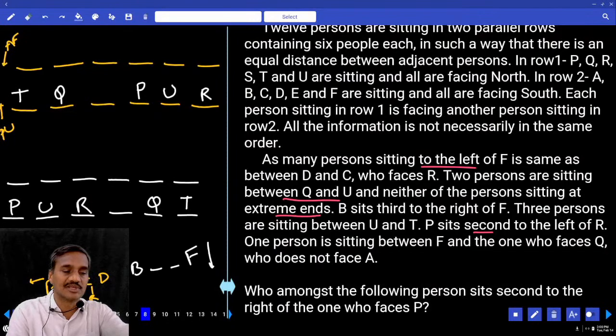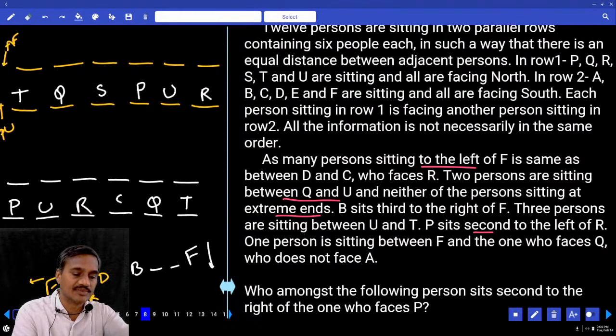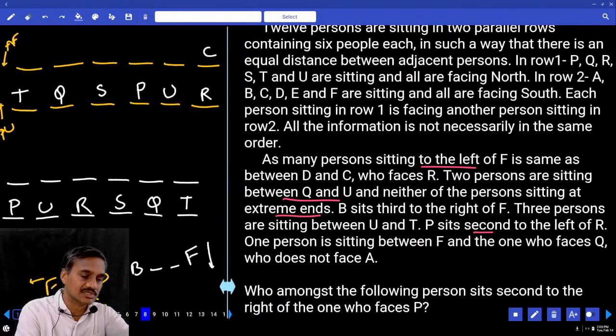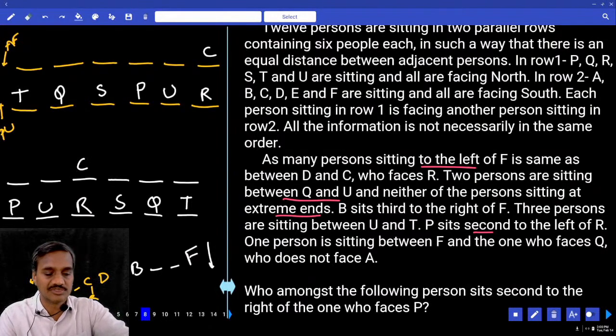Then tell me who is the person left over? P, Q, R, S, T and U, so S must be here. Now C and R are opposite to each other. C is here, and here C and R are opposite to each other.